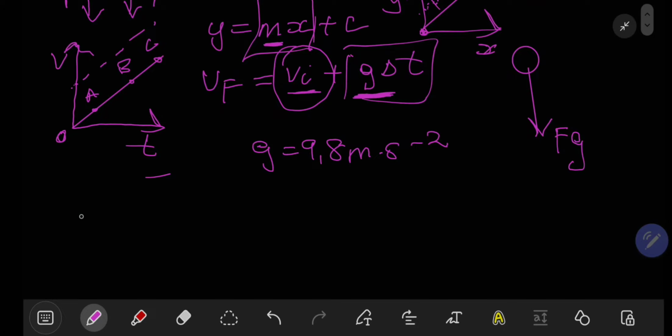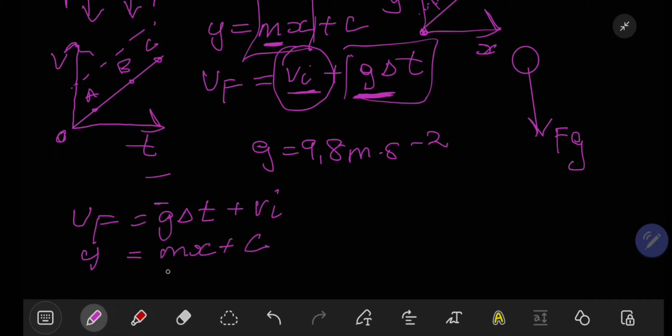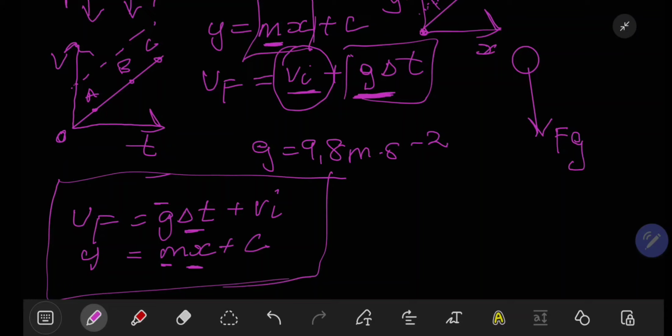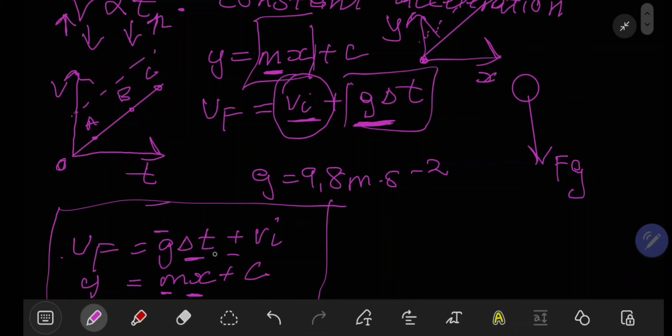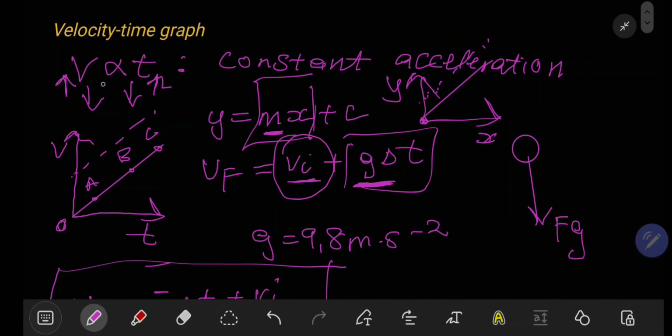So if we rewrite this, vf is equal to g multiplied by change in t plus v initial. It's similar to y equals mx plus c, because we have a constant, and the time is the independent variable, and then we have a constant, or the vertical shifting. So the two determine a straight line, and by a straight line we know that these two quantities are directly proportional. Why? Because we have a constant acceleration here, which is 9.8 meters per second squared.